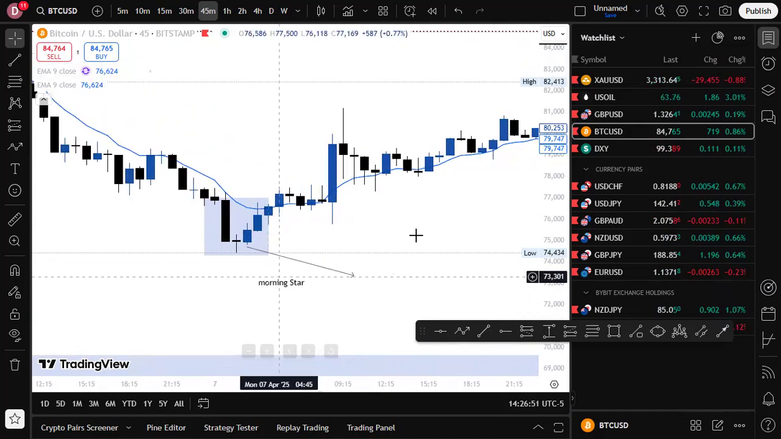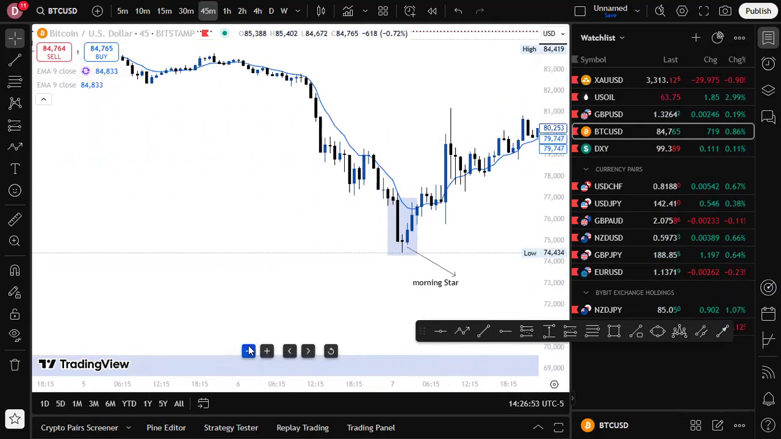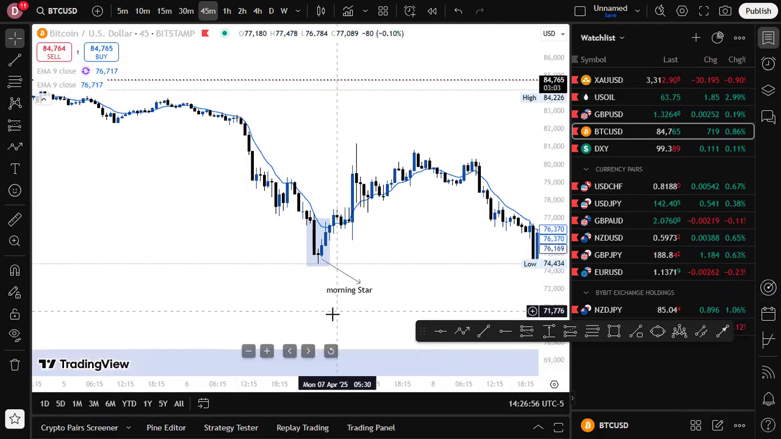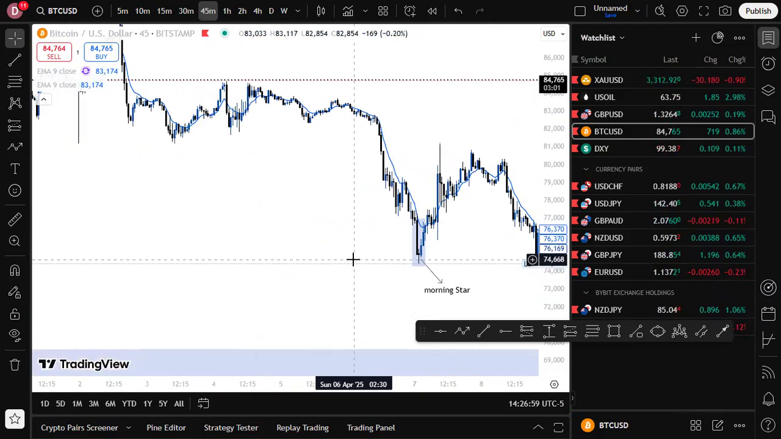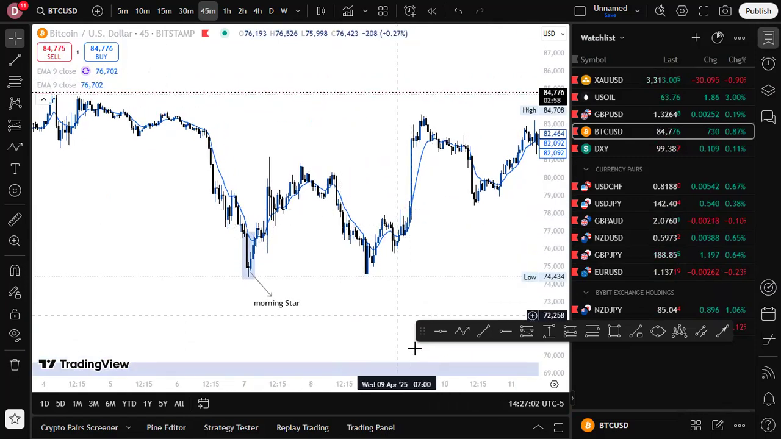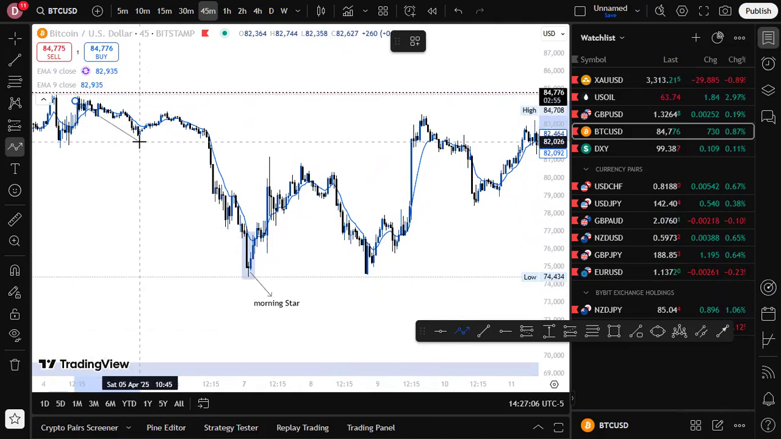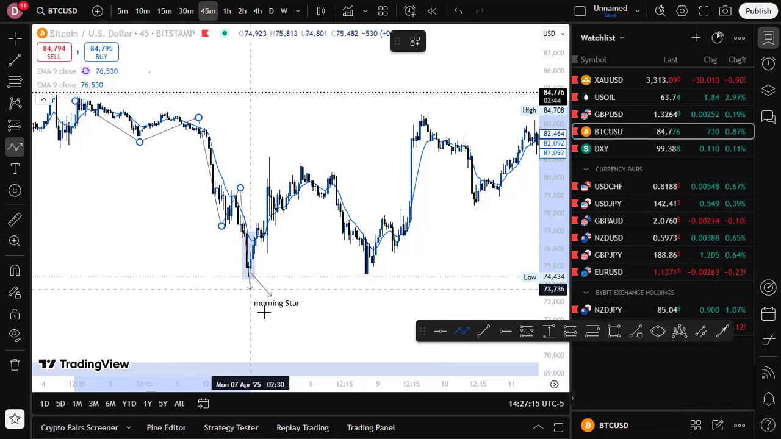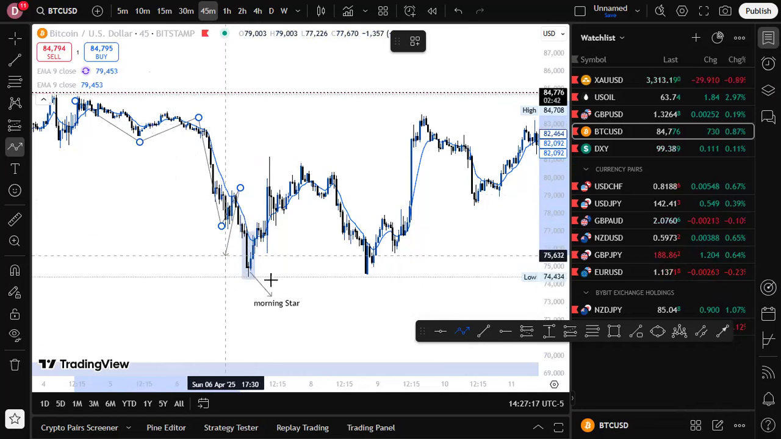So now, previously, the market was pulling down, right? So let me zoom it out. So previously, the market was pulling down, right? If you can see it, it was pulling down. And then the morning star candlestick pattern formed at the bottom of a downtrend because price was coming down, and then this formed here, right?